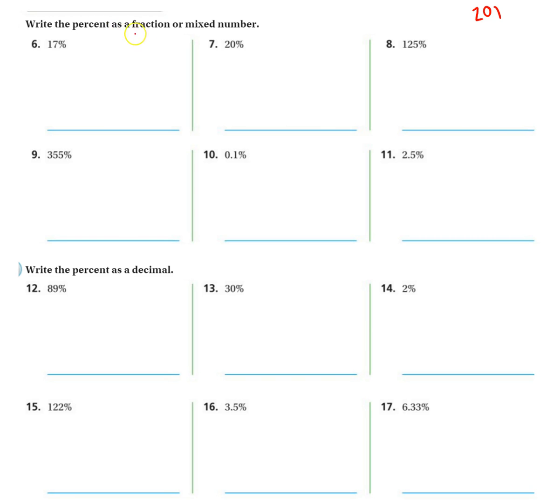It says write the percent as a fraction or mixed number. Okay, so 17%, that means per 100. How many per 100? 17. Okay, simple as that. Same thing on 7. But you do want to simplify if you can. If you can find something that will go into both the numerator and the denominator, simplify.